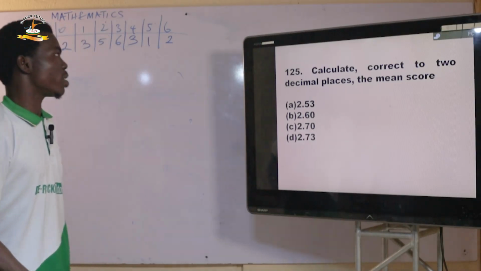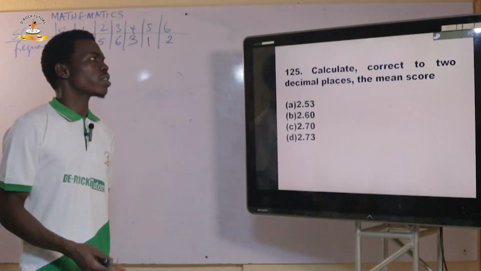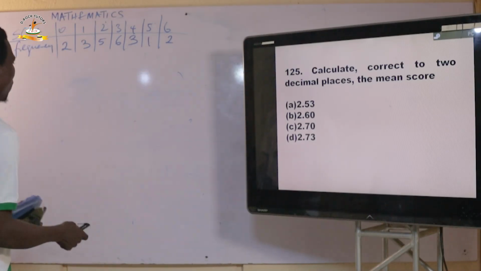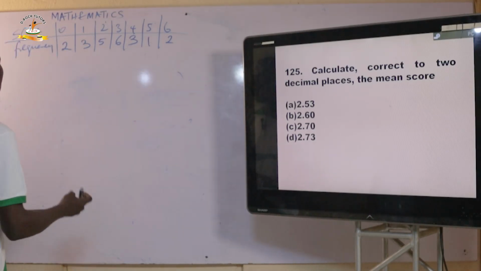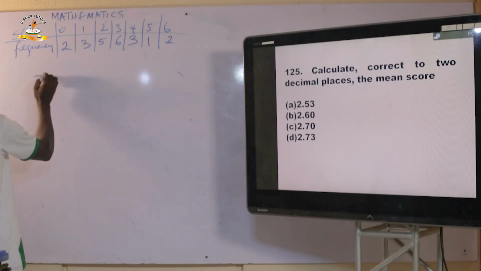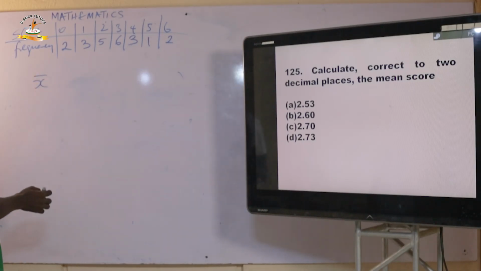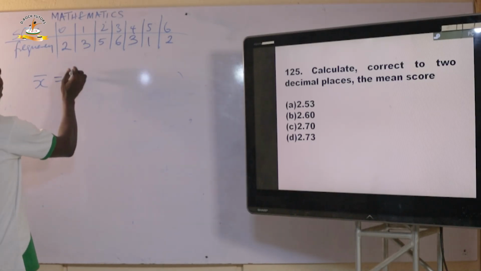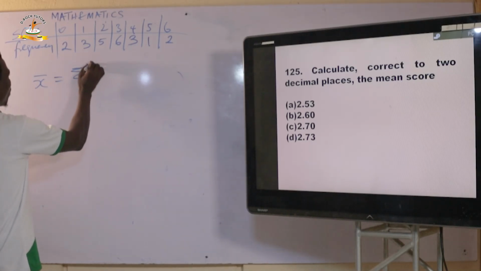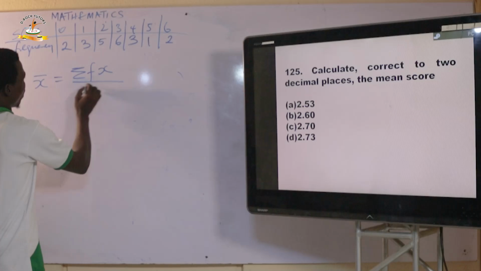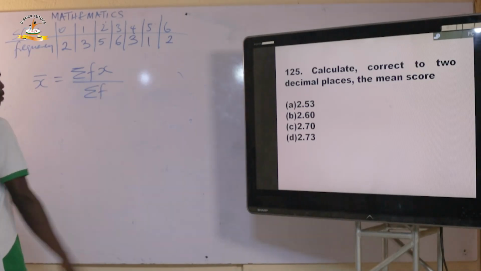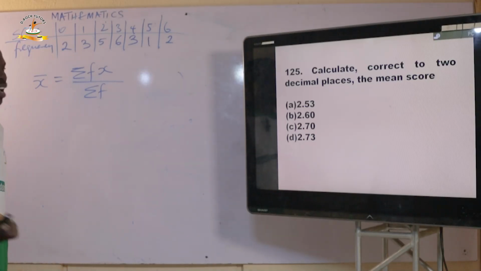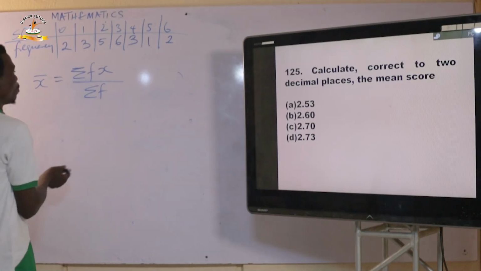So question 125 says calculate correct to 2 decimal places the mean. So we have to look for the mean, and don't forget another name for mean is average, and we always indicate it by X bar. This is an ungrouped data. As such, we use the formula for ungrouped: summation fx over summation f, or you just call it n. It's either you call it summation f or n, which is the number of the sample you have.